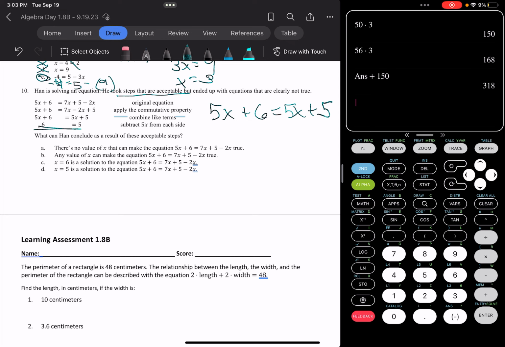Okay, now what if he were to subtract instead 6 from both sides? What if he were to do this? And we would get 5x equals 5x minus 1. Is there any solution that will make that true? Well, if we divide by x, we're still going to have a problem there, right? And so A, there's no value of x that can make the equation true.